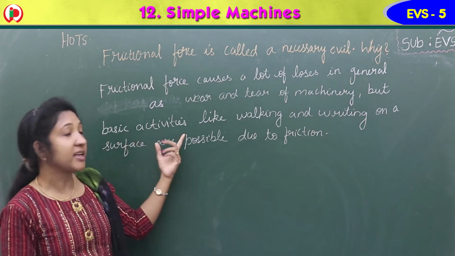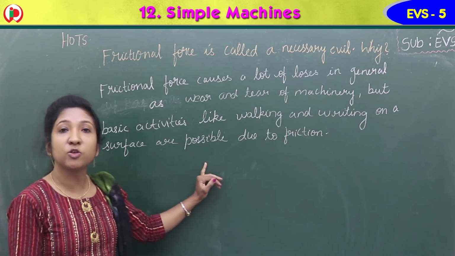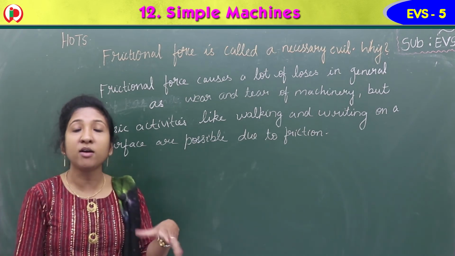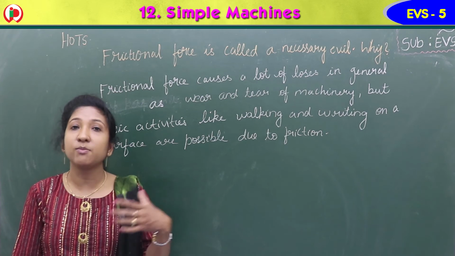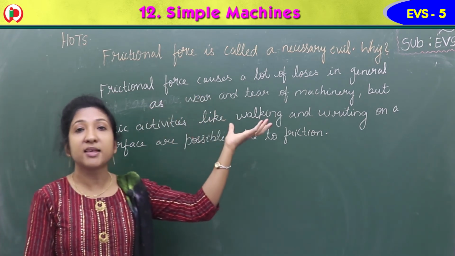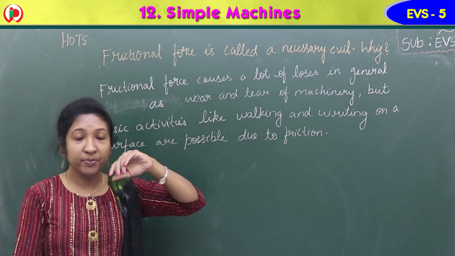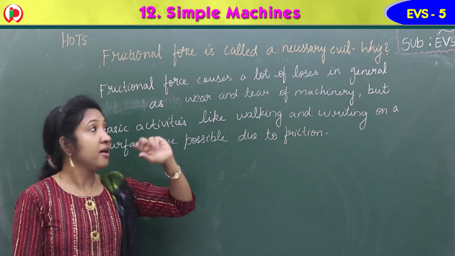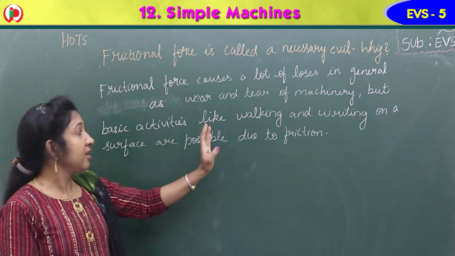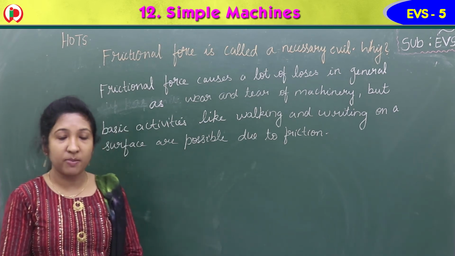But basic activities like walking and writing on a surface are possible due to friction. We know we are able to walk, we are able to hold things, we are able to write because of friction. So frictional force is called a necessary evil. Why? Frictional force causes a lot of losses in general, as wear and tear of machinery, but basic activities like walking and writing on a surface are possible due to friction.